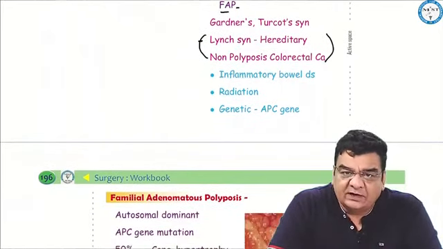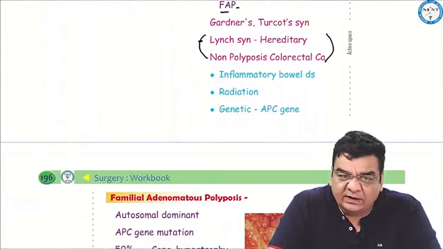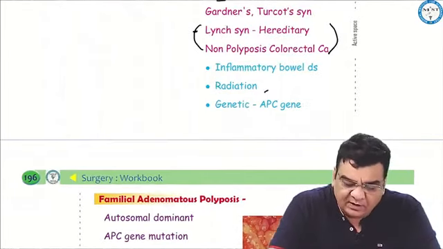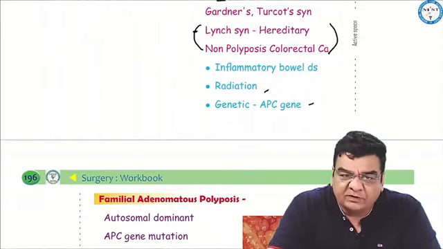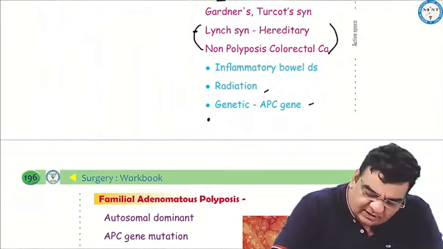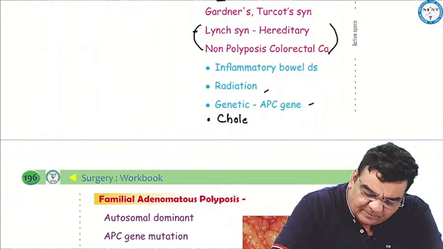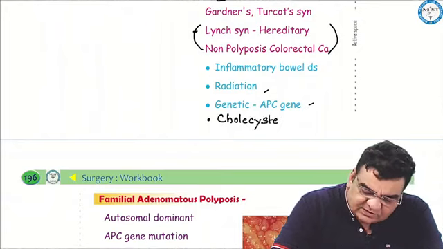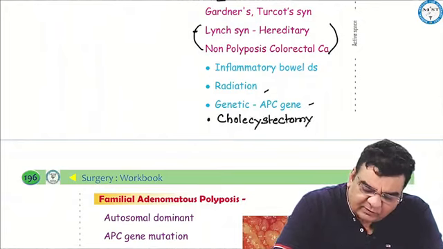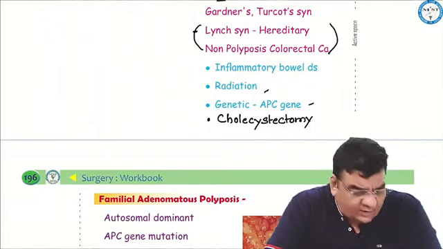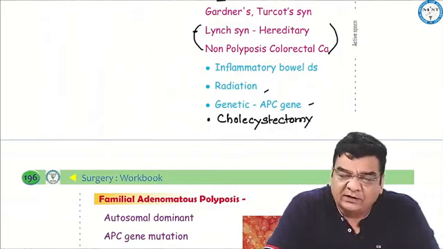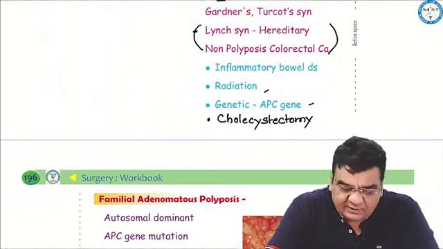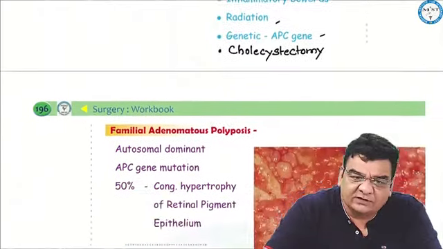Inflammatory bowel diseases like Crohn's and ulcerative colitis can be associated with malignancy in the colorectal area. Radiation, APC gene mutation, these are some important factors. And even cholecystectomy, because after removal of the gallbladder, there is no storage for bile salt, bile acid. So bile acids are increased in the colorectal area, and that carries the risk of cancer.